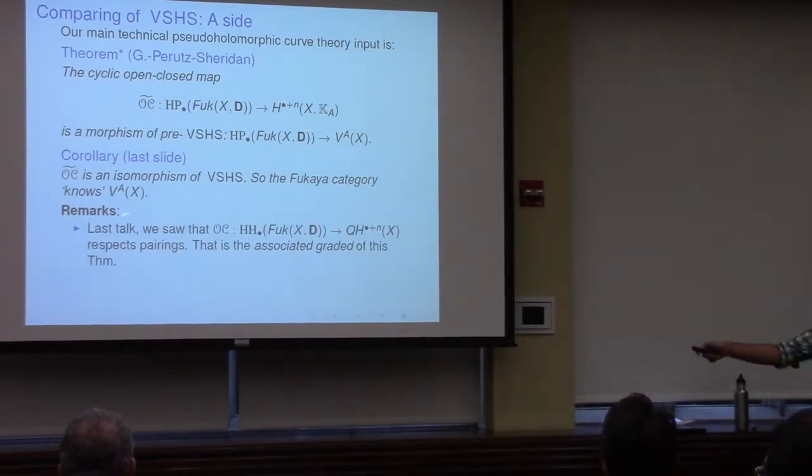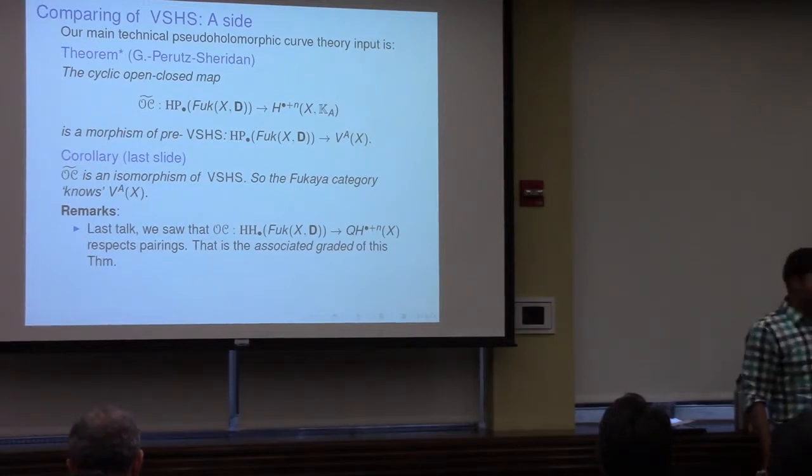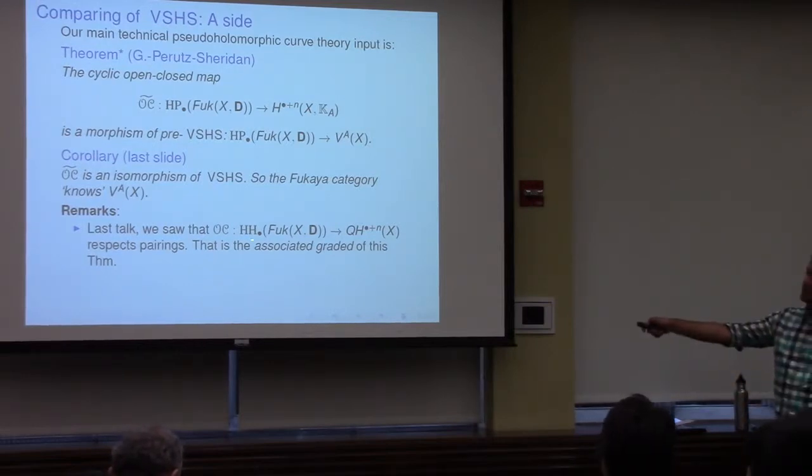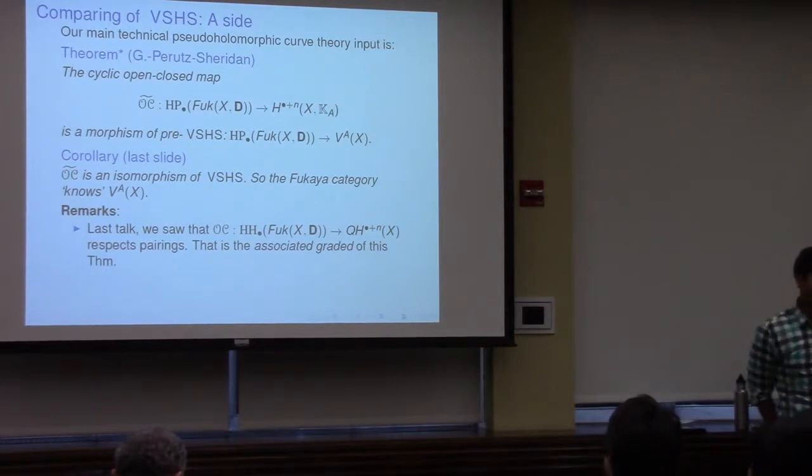So just one remark, the statement that this is a morphism of variations of Hodge structure, one of the parts of that statement is that it intertwines certain pairings. If you look at the associated graded version of that statement, we recover a statement that Nick talked about in the last talk, which is that the map from Hochschild homology to quantum homology respects pairings.